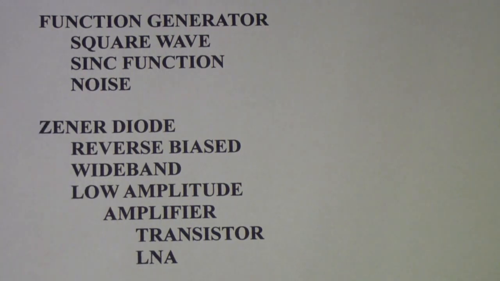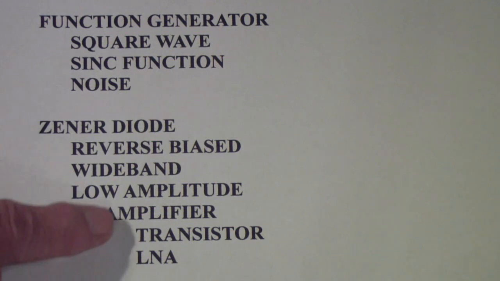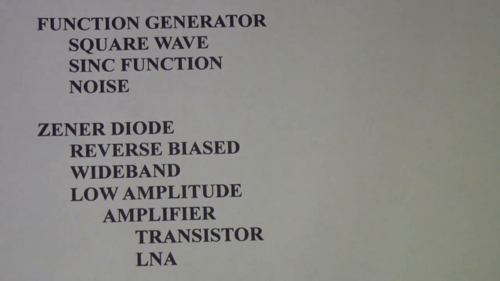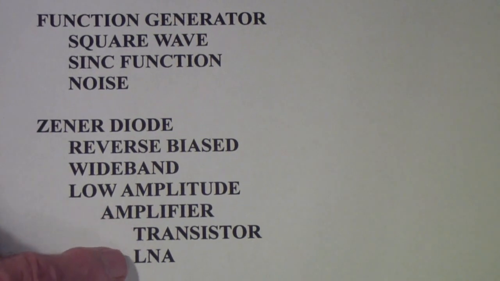However, I will tell you that that noise source I know actually is nothing more than an amplified reverse biased ZENER diode as the source of noise. So we'll get there eventually, but for now, let's first look at noise generated by a function generator, and then finally we will look at using a ZENER diode with a couple of different kinds of amplifiers.